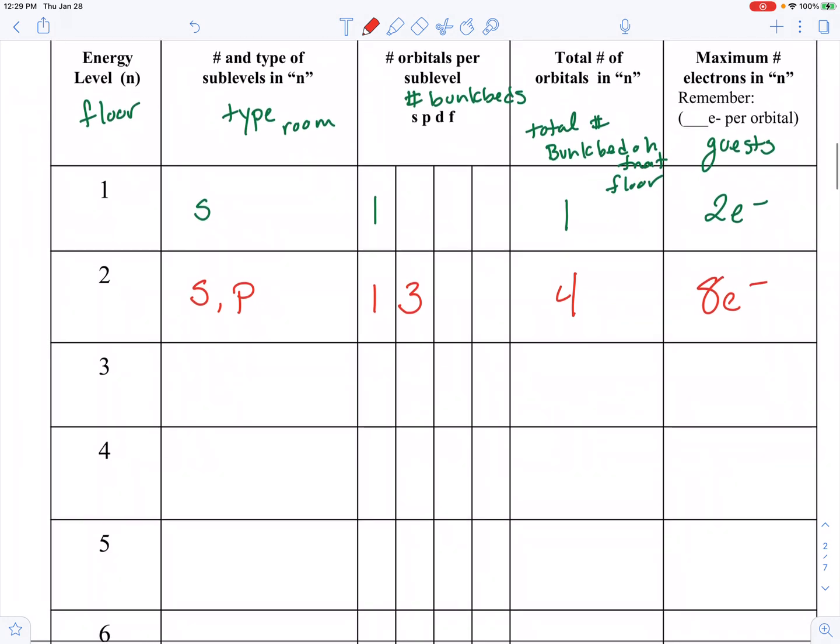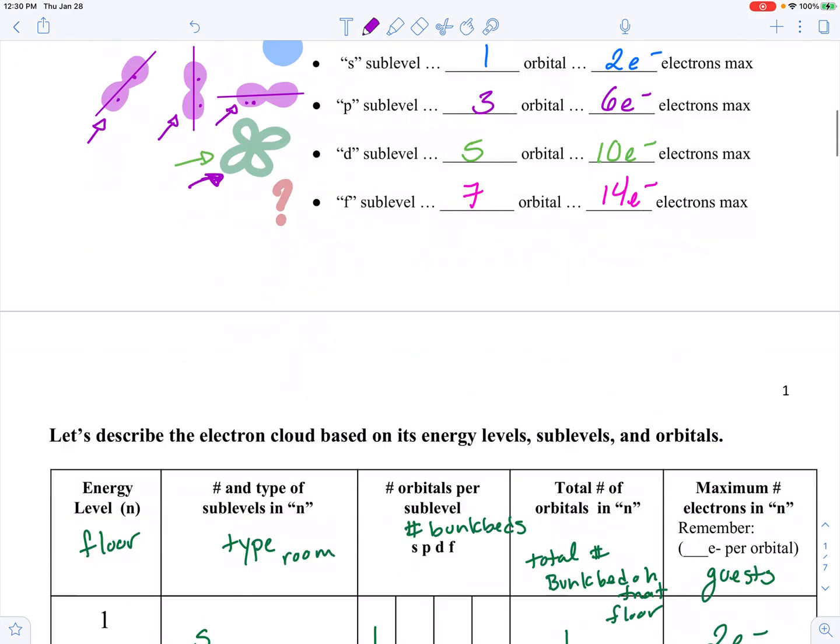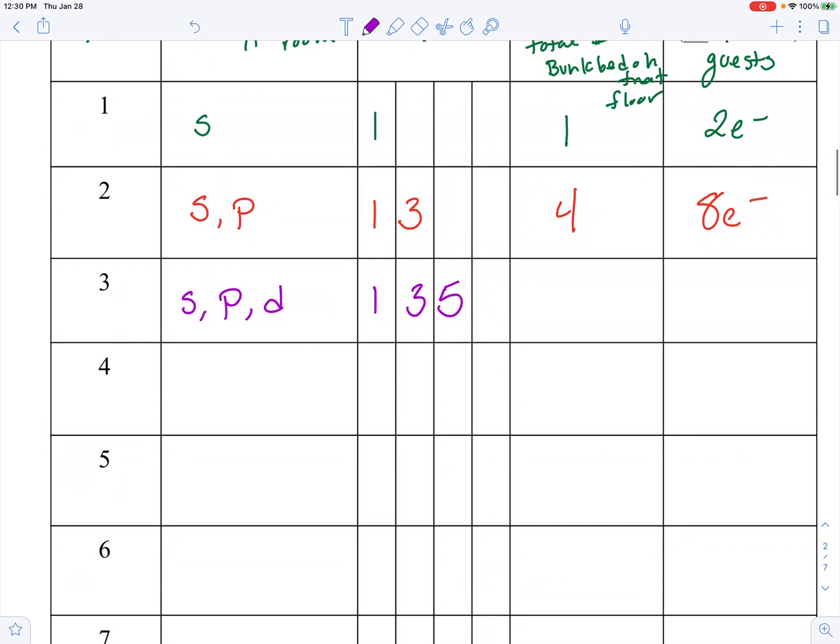So now our analogy starts to get a little bit more complicated, because my third floor has the sunny room, it has a pink room, but it also has a dark room that I did not depict in the analogy, mostly because it gets a little bit complicated. But the sunny room still only has 1 bunk bed in it. The pink room has 3 bunk beds in it, or 3 orbitals. The D sublevel has 5 bunk beds in it, or 5 of these little clover-shaped clouds where my electrons can exist. So that means that I have a total of 9 bunk beds on the third floor, and 9 orbitals on the third energy level, and that means that it can hold a total of 18 electrons.